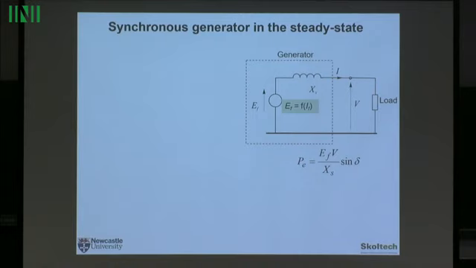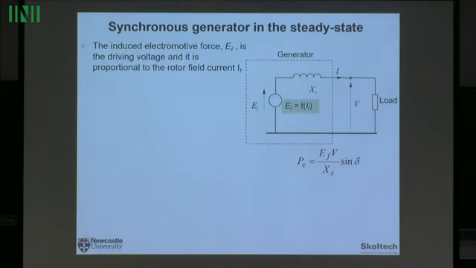Let's start from the steady state because it's the simplest. In the steady state, we model the generator by an electromotive force EF, which is the driving voltage. The proper name is electromotive force, but you can think of it as voltage. The reason for that voltage is that when the rotor rotates inside the stator, it induces voltage. The induced voltage EF is a function of the rotor current, the excitation current, the field current.